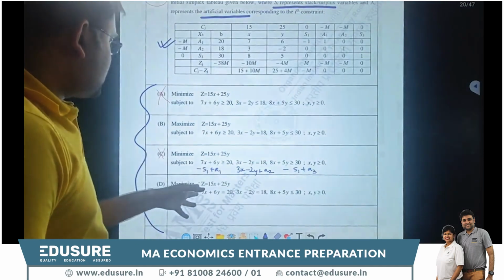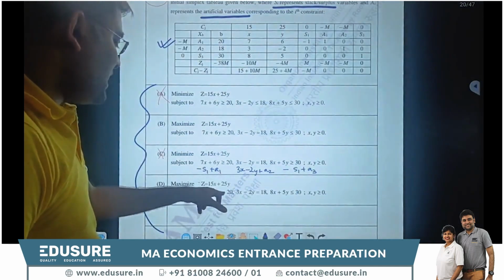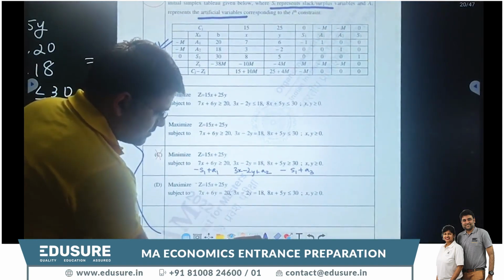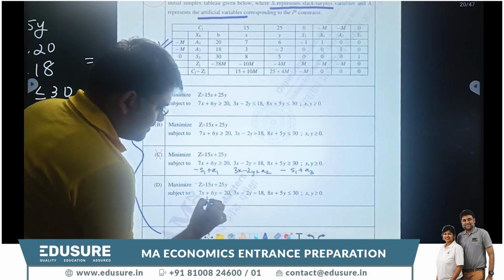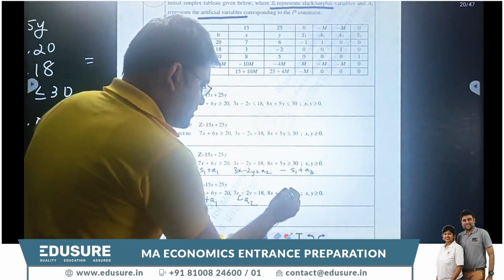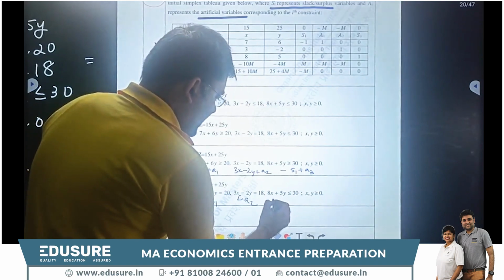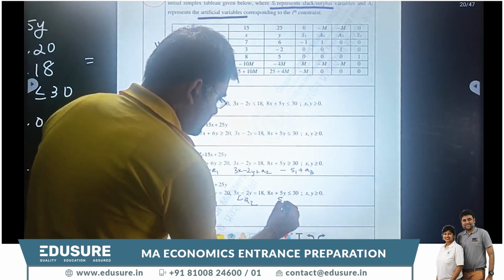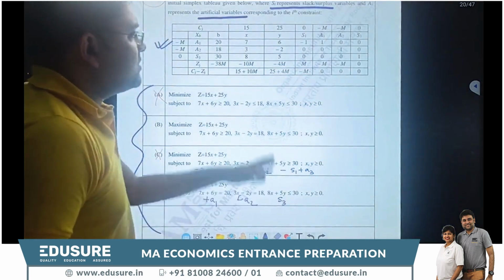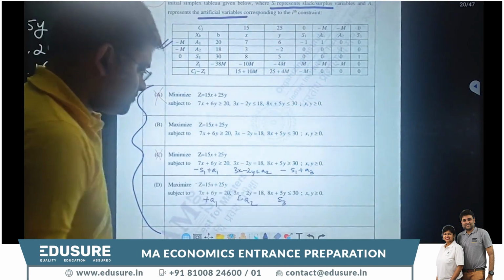Now, last but not the least, this one is equal to 20. Equal to 20 is only one artificial variable. Less than equal to, one slack variable only. Okay. So this again does not match.